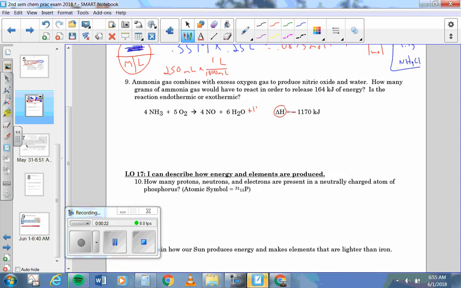I'd put that over here. If it was positive 1170, that would mean I'd have to add that, and I'd put it over on the left side. Because it's on this side, it is exothermic.